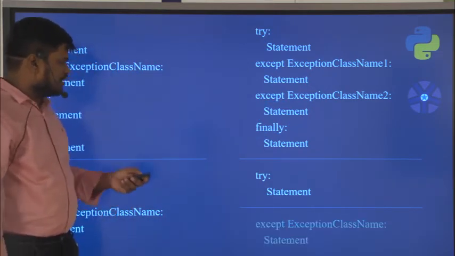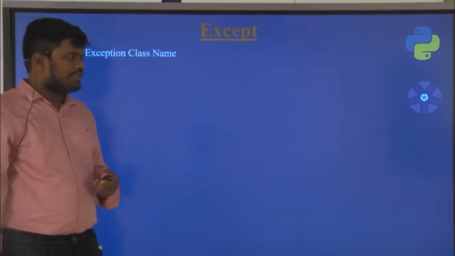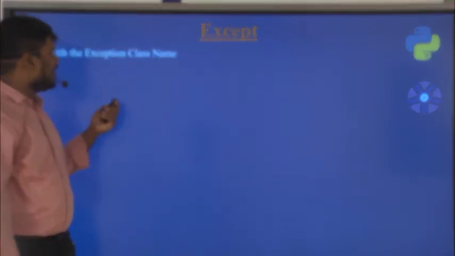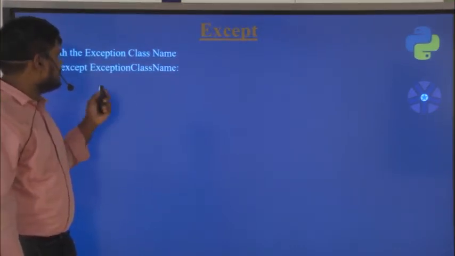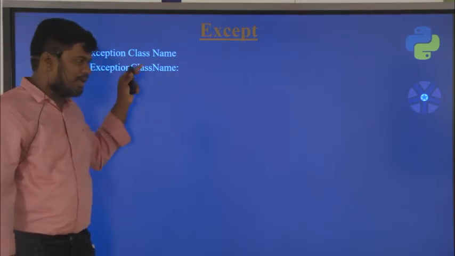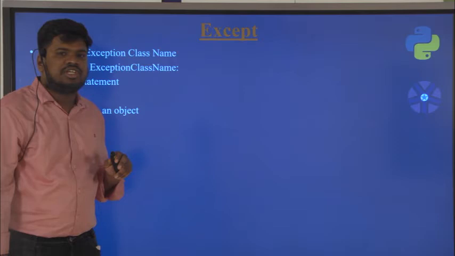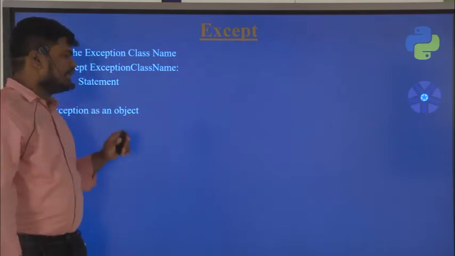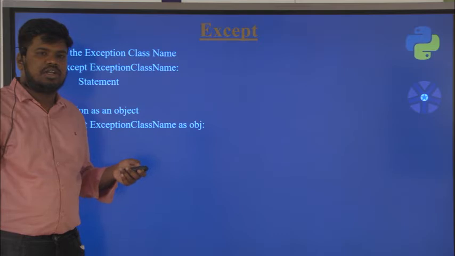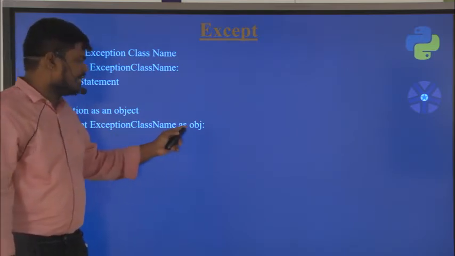And coming to the next one, except. So what is an except? Except can be used with an exception class name. And the second one is except followed by a class name. Except is a keyword followed by a class name, and next is a statement. Exception is an object, remember. And next is except followed by an exception object name. Here I have used an except name as an object.